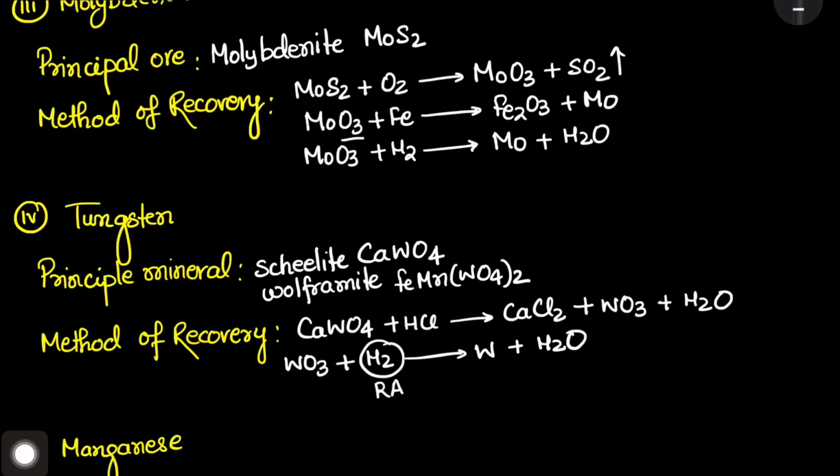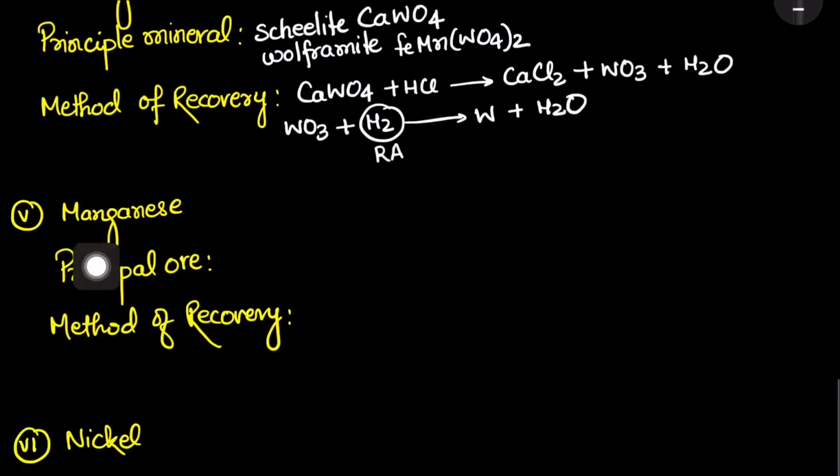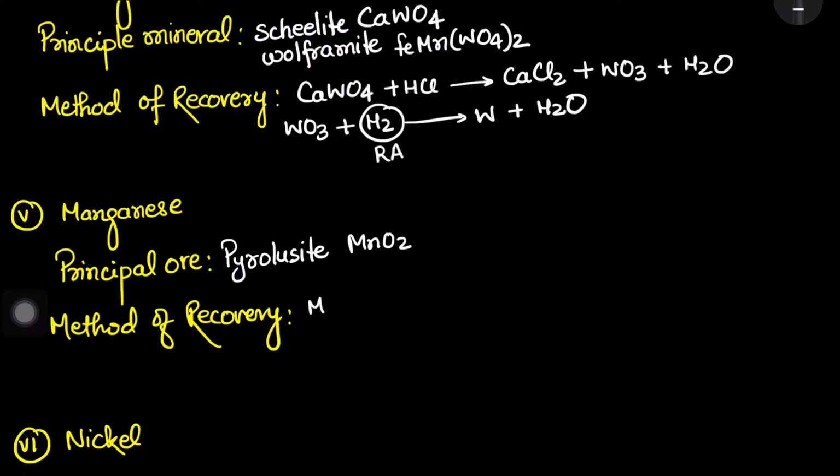Okay, next we have manganese, and the principal ore is pyrolusite, that is basically MnO2, manganese dioxide. Method of recovery is very simple. We do the carbon reduction in this case, and carbon will reduce this to manganese and itself get oxidized to carbon monoxide.